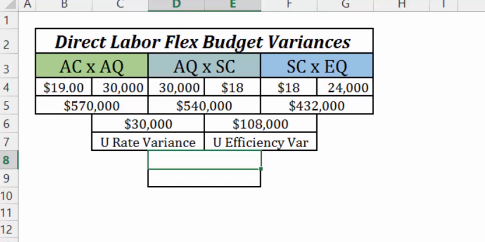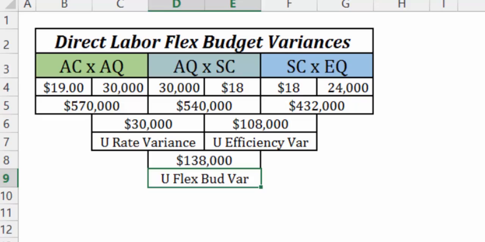We get the flex budget variance by taking the actual and the flex budget, the two outside numbers, and the difference between those two is $138,000. Or we can add up our rate variance and our efficiency variance. They're both unfavorable, so in this case we sum them, and that also gives us $138,000. And that's our flex budget variance.